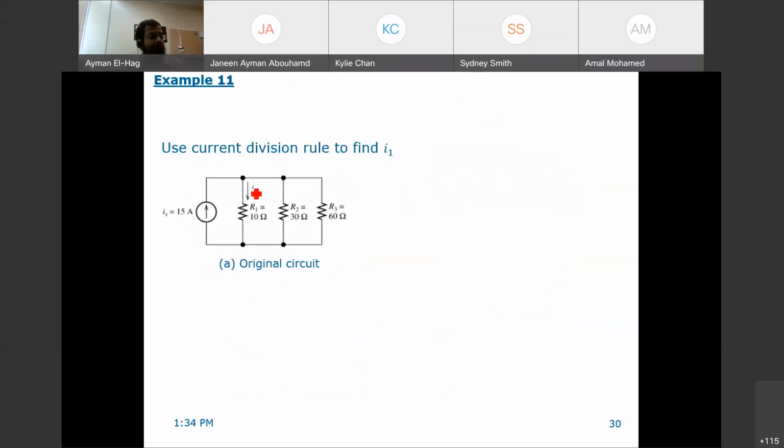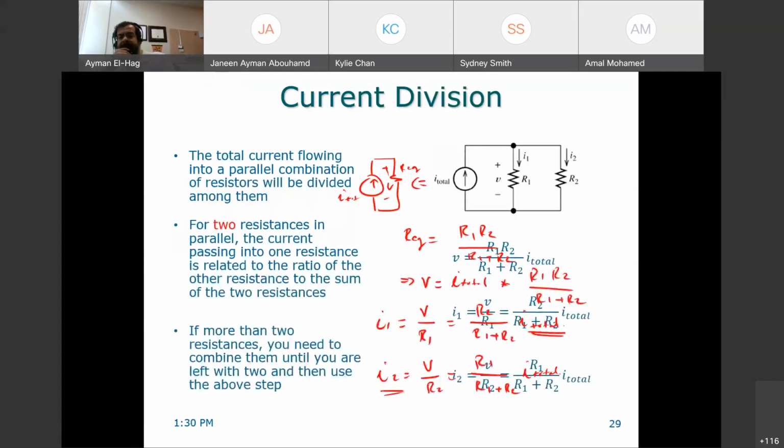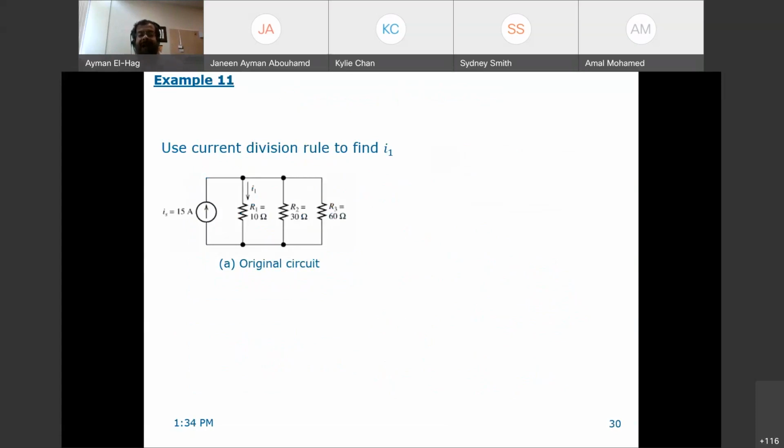Okay, so how can I find this current? The voltage division says that if we have 4, 5, 6 resistors, it doesn't matter. You multiply the voltage by this resistance divided by the summation of all resistors. What if I have more than two resistors? Because the formula that we derived here is just for two resistors. Then I have to reduce this in a better way.